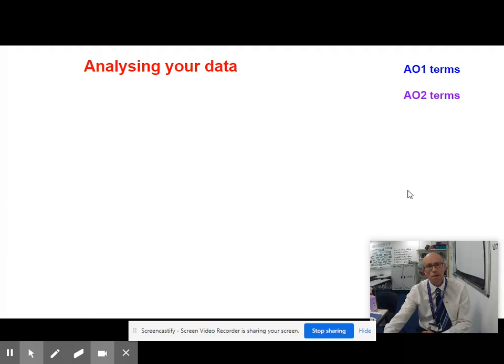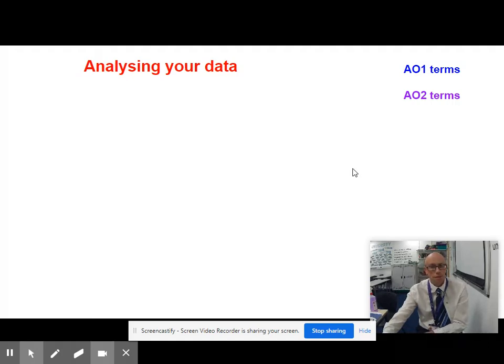Now then, let's have a look at an example of a student who has been analysing her data, and what we're going to identify here are the AO1 and AO2 terms that she's using. Now AO1, of course, are the key linguistic terms for A-level, which marks you out as an A-level student rather than just a GCSE student who's snuck in on the course. So AO1 is about key terms, and AO2 is about concepts and theories. It doesn't necessarily have to be theorists, although it could be.